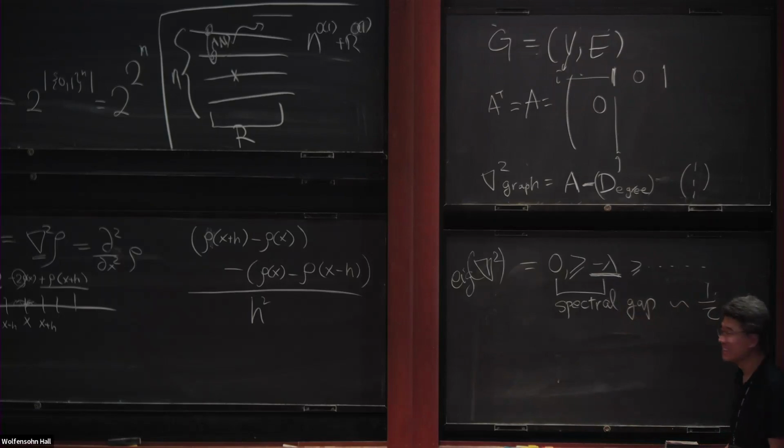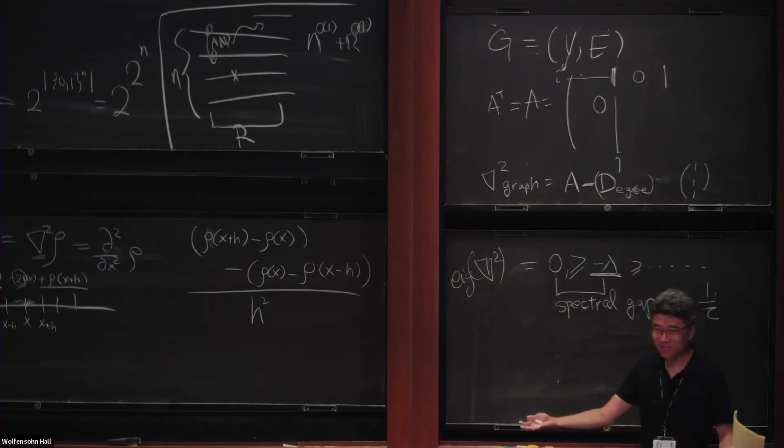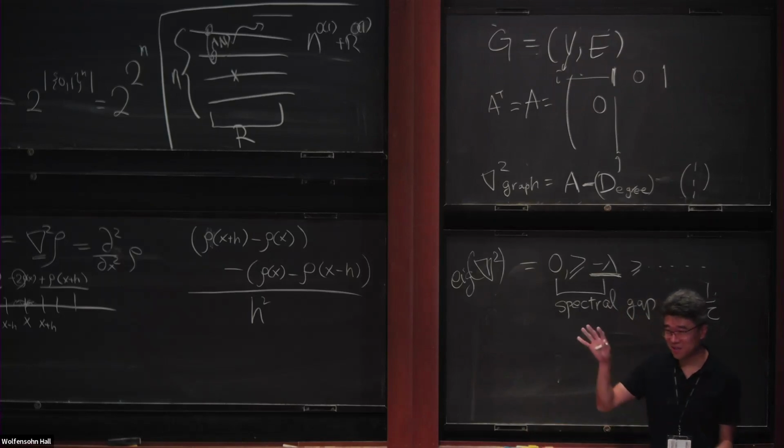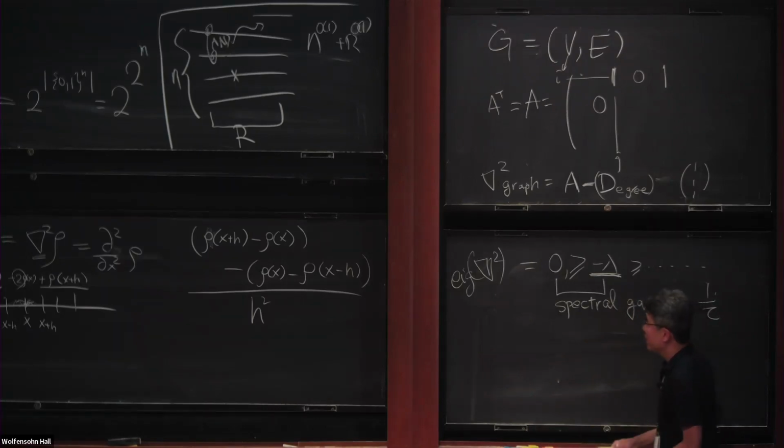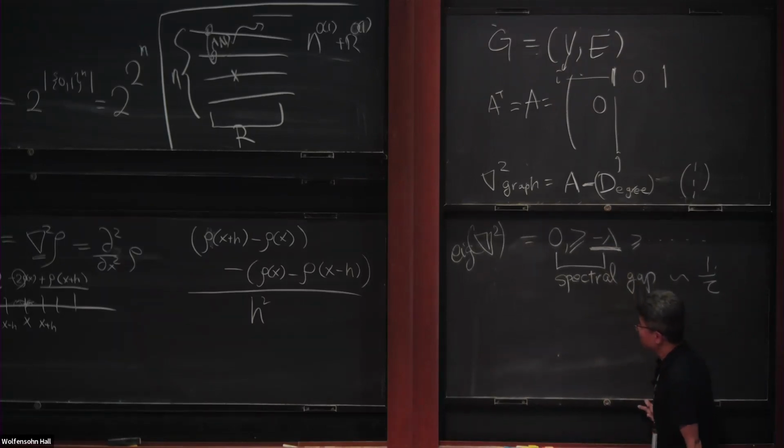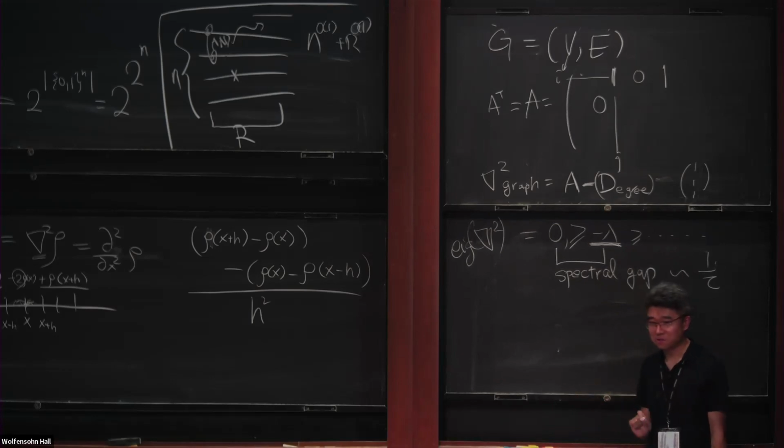No. But for most nice graphs, it is unique. Well, as a trivial example, if you have two disconnected graphs, then the uniform distribution here is an eigenvector. So now we are well motivated to write down a quantity of interest.